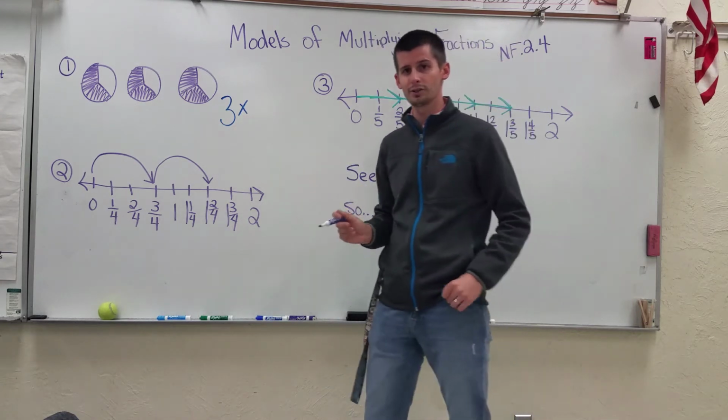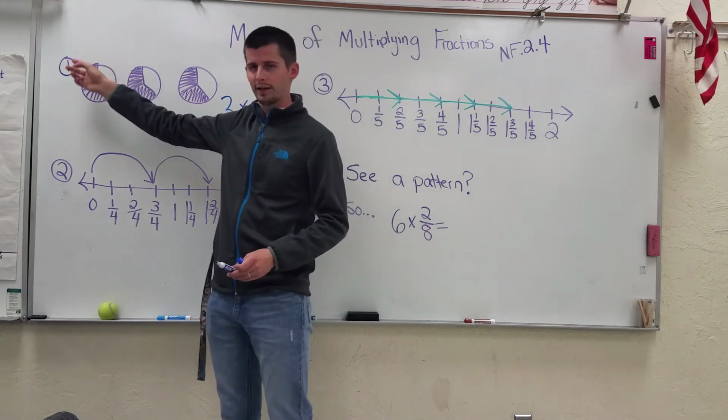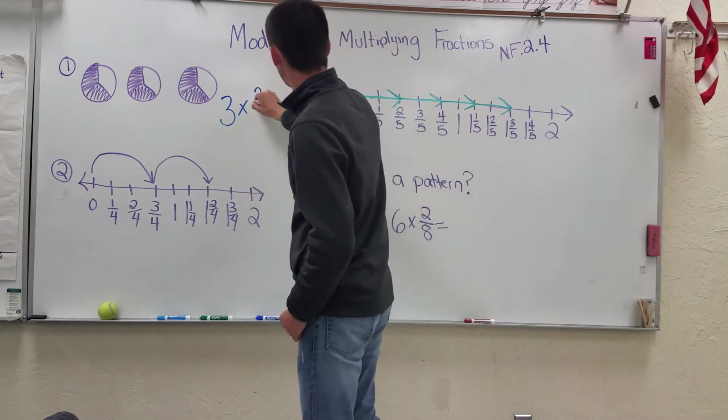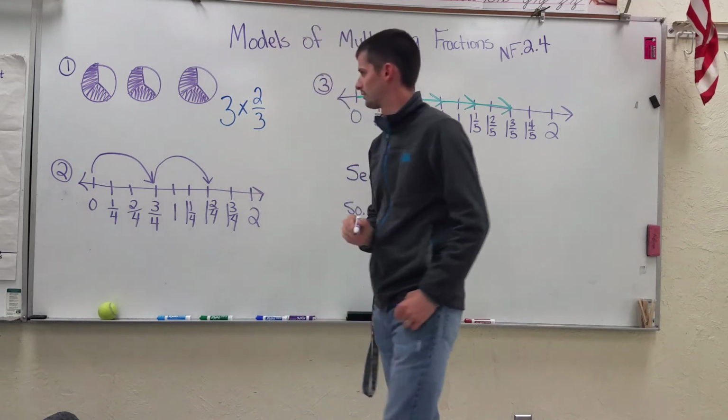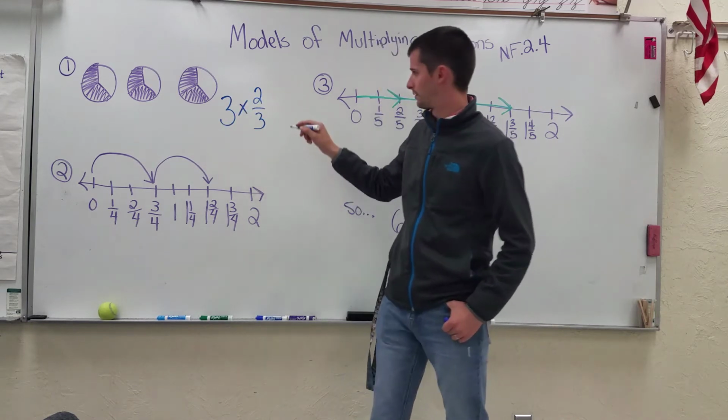How much is in each group? I'm going to look at just one group. There's one group here, and I notice that it's in thirds, and 2 of them are shaded. So each group is 2 thirds. So I have 3 groups of 2 thirds.